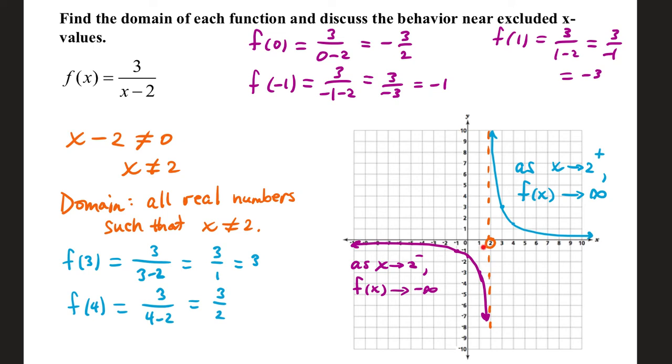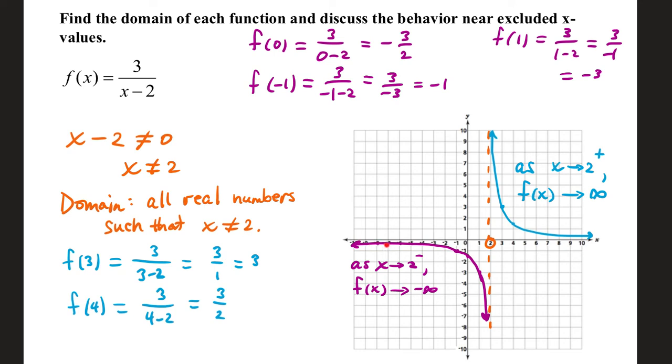Left of 2, numbers smaller than 2, you could use like 0, -1, +1. When you substitute those in, f of 0 is -3/2. That gives you your y-intercept. F of -1, you get -1, so the point -1, -1 is on the graph. +1, that's still less than 2. That gives you -3, so the point 1, -3 is on the graph.